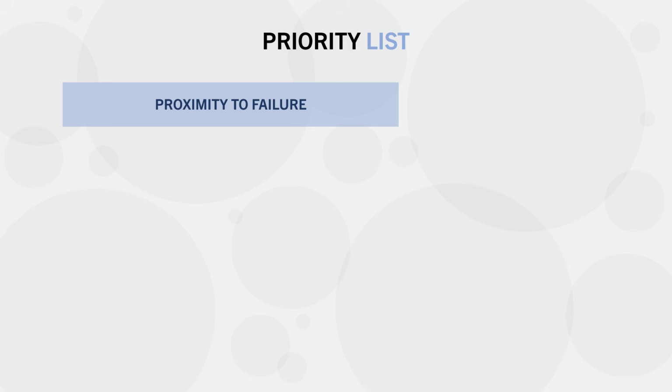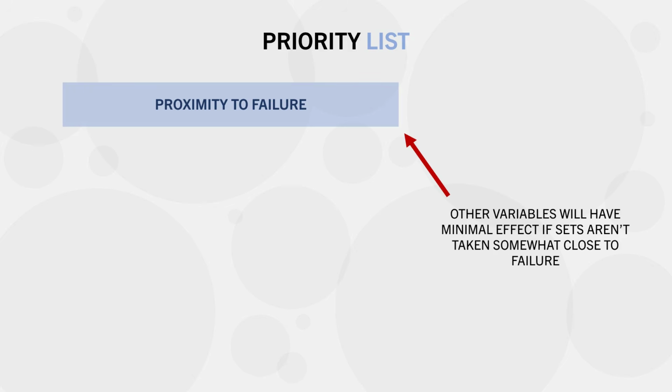This is because you could implement all the other variables perfectly in a program, but without sufficient effort, they won't have much, if any, effect at all. We could lift with perfect technique and very high volumes, but if we aren't training anywhere close to failure, this will hardly induce any disruption to homeostasis and therefore minimal adaptation.